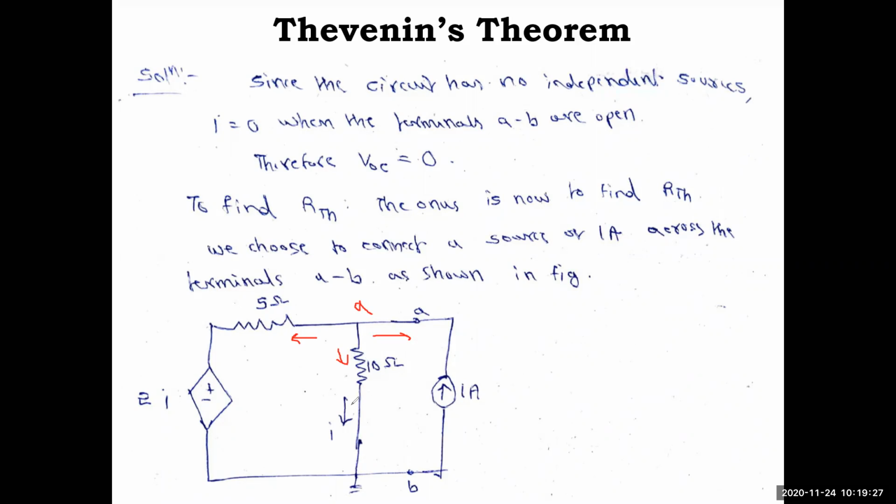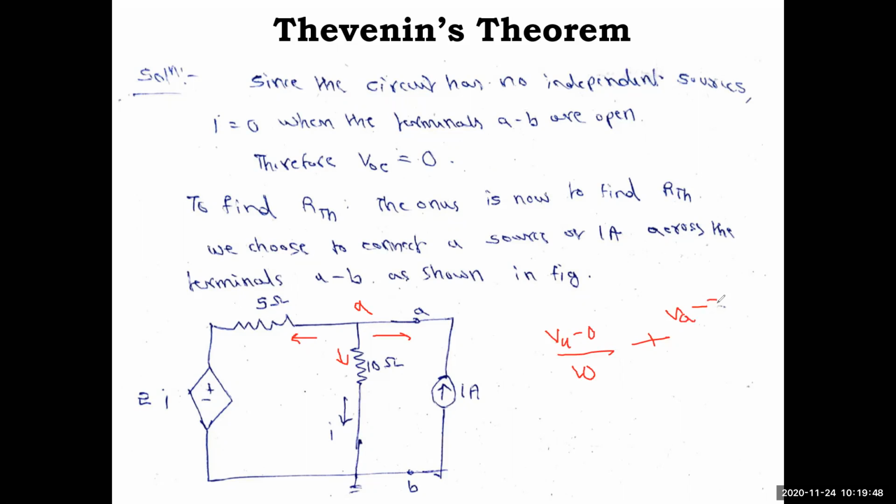So now you have one branch here. This is the reference node, VA minus 0 by 10. Okay, VA minus 0 by 10. This is the first step. I have not written it straight away; I have written it because you are familiar. Plus, this is VA in this branch. There is a voltage source here, so VA minus 2I.